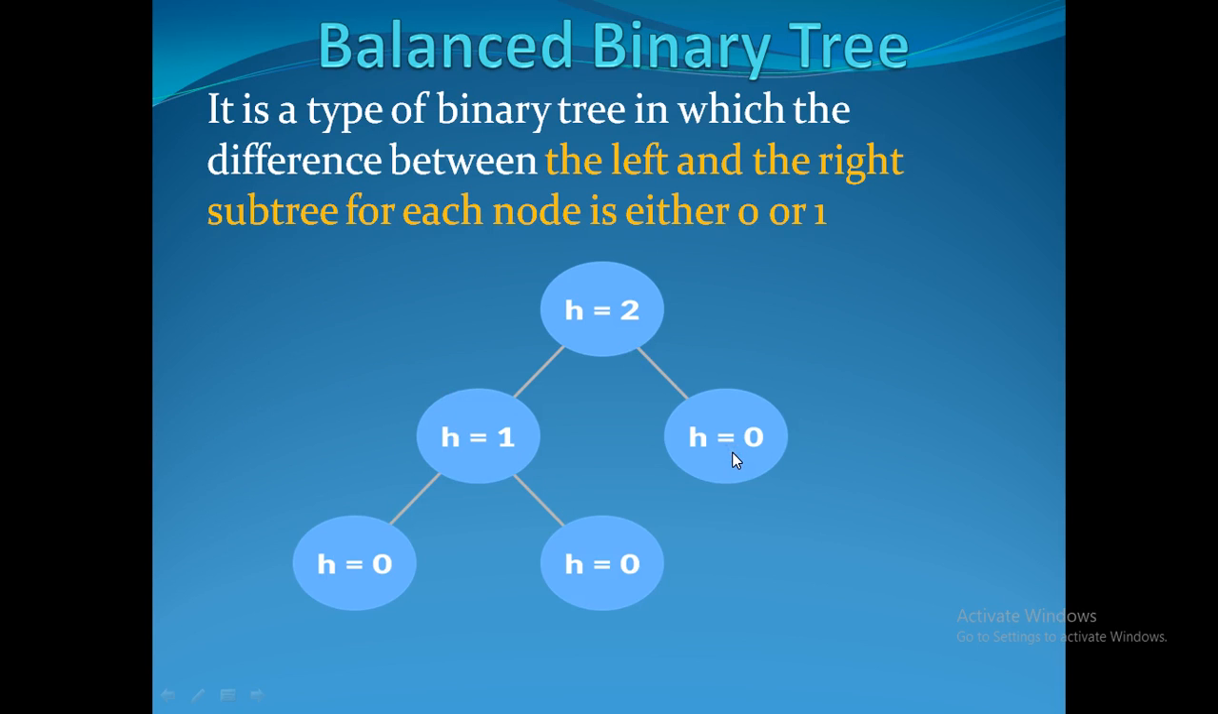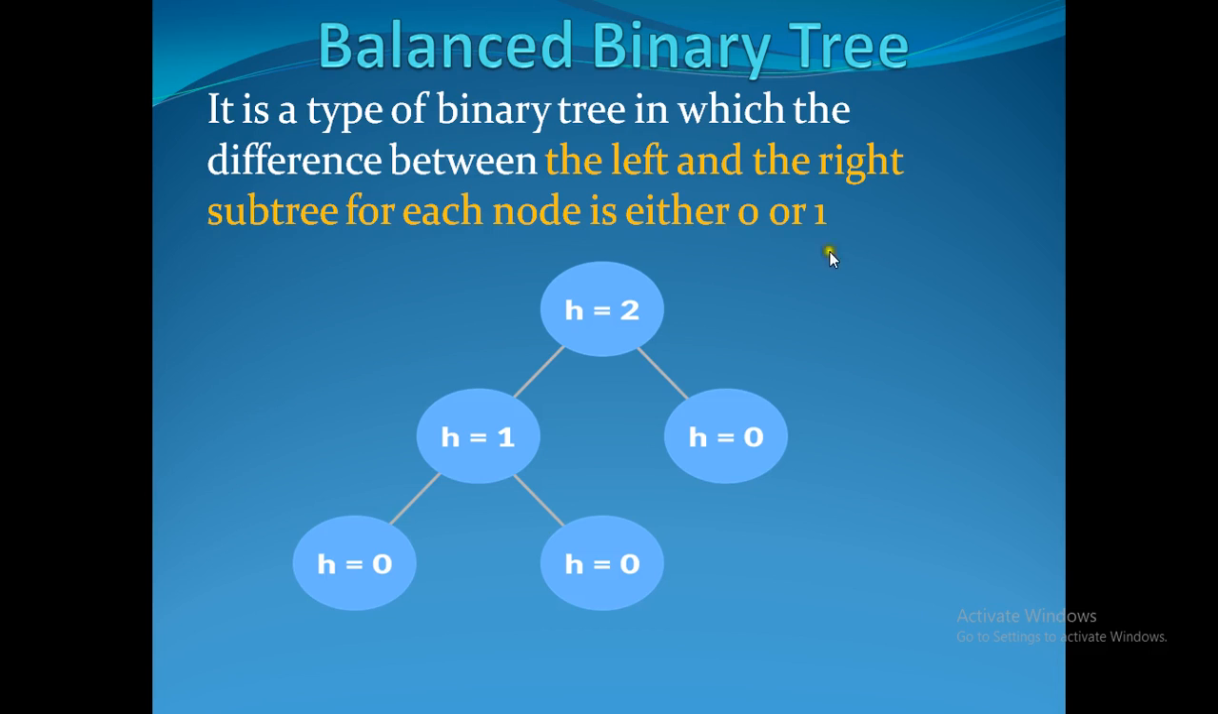In this case, the height is 0. What's the meaning of that? It's a leaf node. So every node's balancing factor is said to be the balancing factor. So the balancing factor of every node should be either 0 or 1. That is said to be the balanced binary tree.